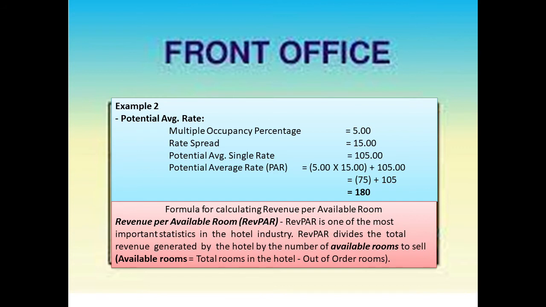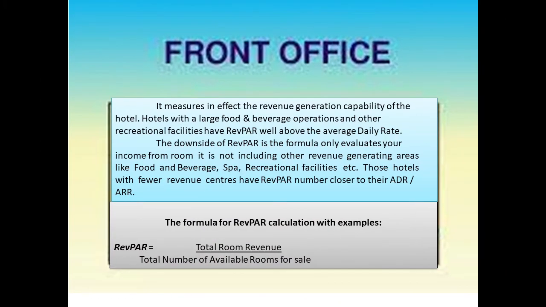The formula for calculating revenue per available room, or RevPAR, is one of the most important statistics in the hotel industry. RevPAR divides the total revenue generated by the hotel by the number of available rooms to sell. Available rooms is equal to the total rooms in the hotel minus out of order rooms. It measures, in effect, the revenue generation capability of the hotel.